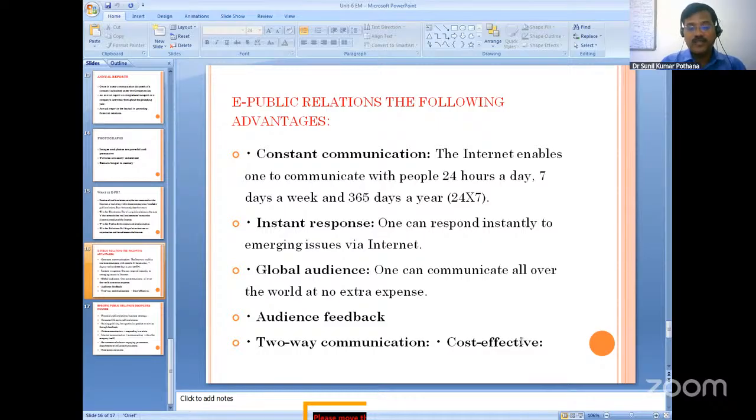And audience feedback can also be reached immediately. Earlier there was no internet facility. If a customer got any trouble, or needed to give suggestions to the company, he needed to write a letter on a postcard and post it, and it would reach the company after 3, 4, 5 days, or 1 week. But based on e-public relations and the advantage of the internet, immediate feedback is possible.